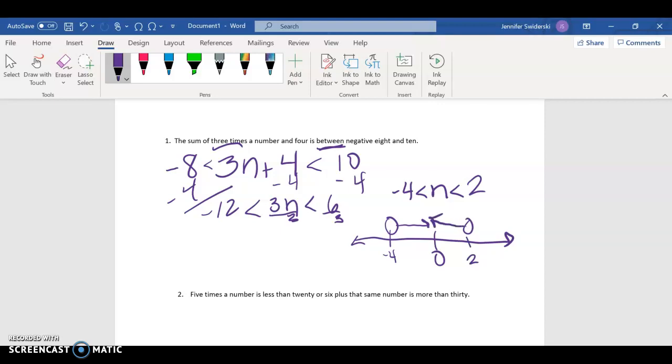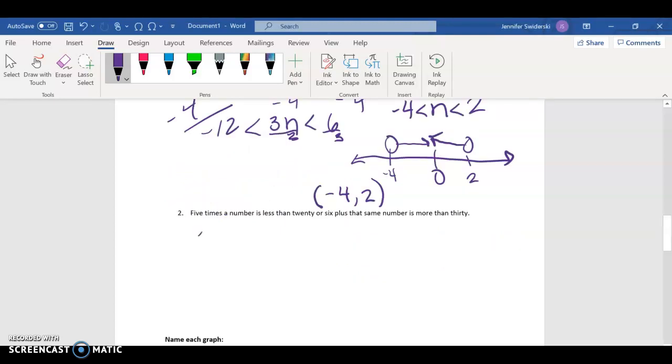All right, so I know this is an and problem. So the lowest the number can be, in parentheses because it doesn't hit, is negative 4. Any of the solutions should be between negative 4 and 2, but it does not include those numbers because it does not hit those numbers.